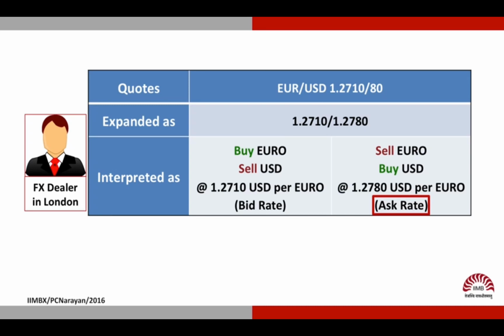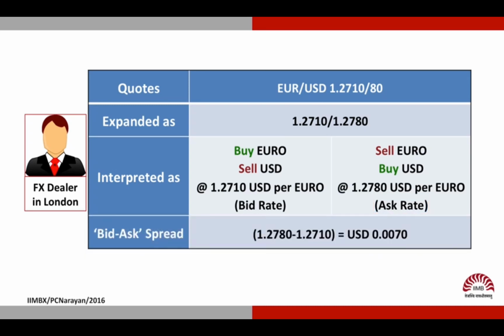Based on the above, his bid-ask spread is 1.2780 minus 1.2710, which is 0.0070 US dollars per euro. That was a quick recap of the concepts and terminology used in the foreign exchange markets. In the next session, we will look at foreign exchange risk, how to identify, manage, and mitigate such risks.